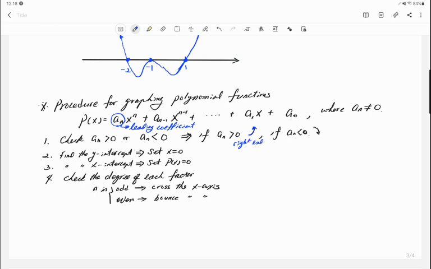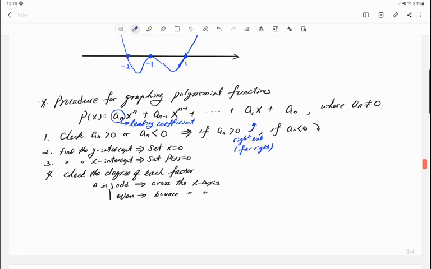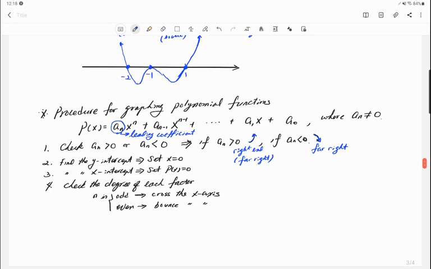We call it the far right. Far right is upward. If a_n, the leading coefficient, is negative, then the far right is downward. Always check the right end. It's also easy to find the y-intercept, because you just set x equal to 0, then find the y value. So find the y-intercept.